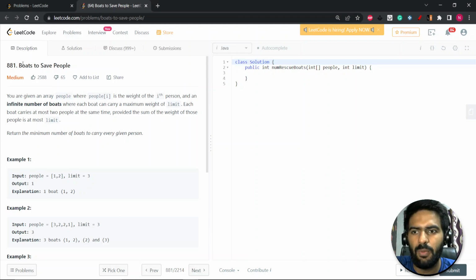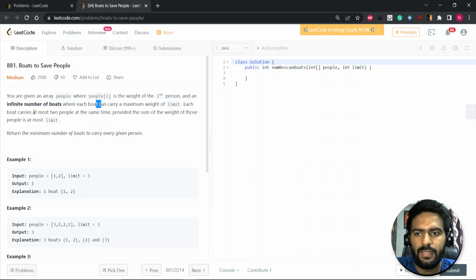So let's start with the question. The question is Boats to Save People. You're given an array of people where people[i] is the weight of the ith person and an infinite number of boats. Each boat can carry a maximum weight of limit. So there is a limit in a boat.